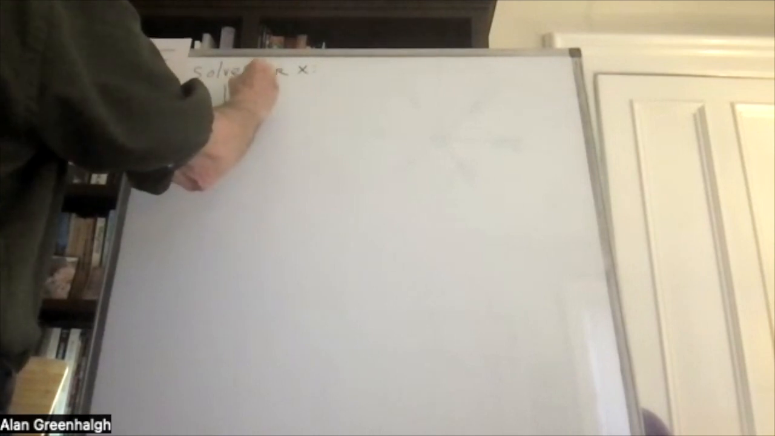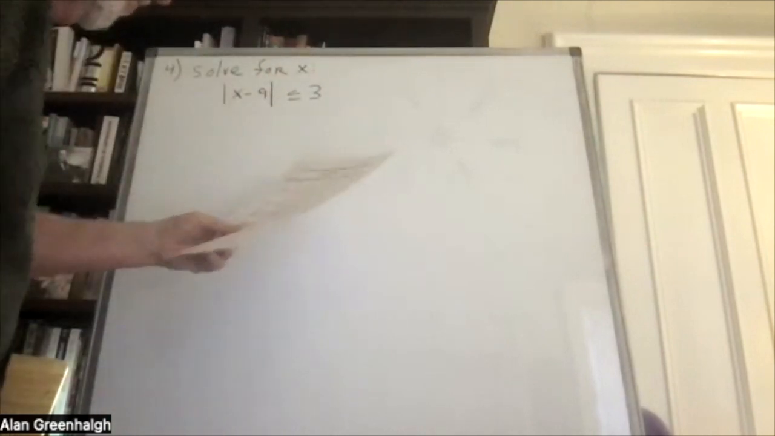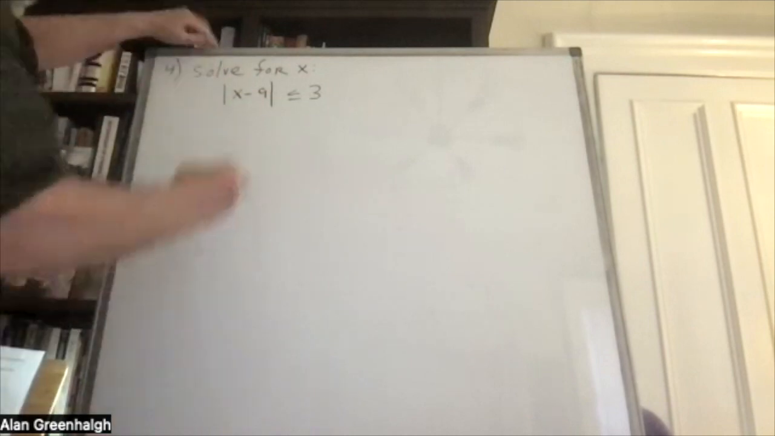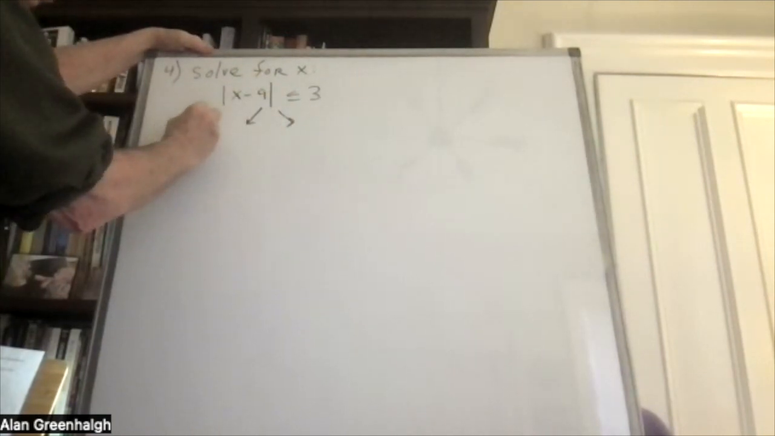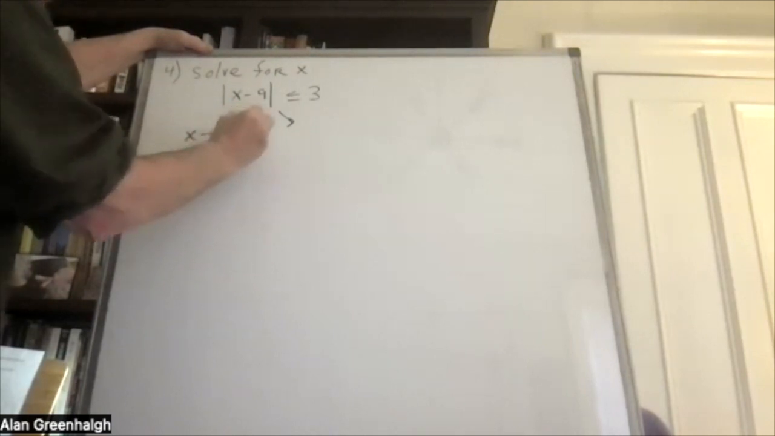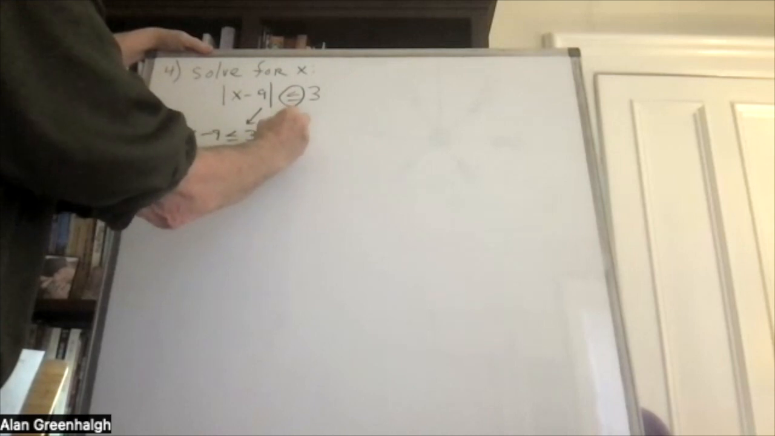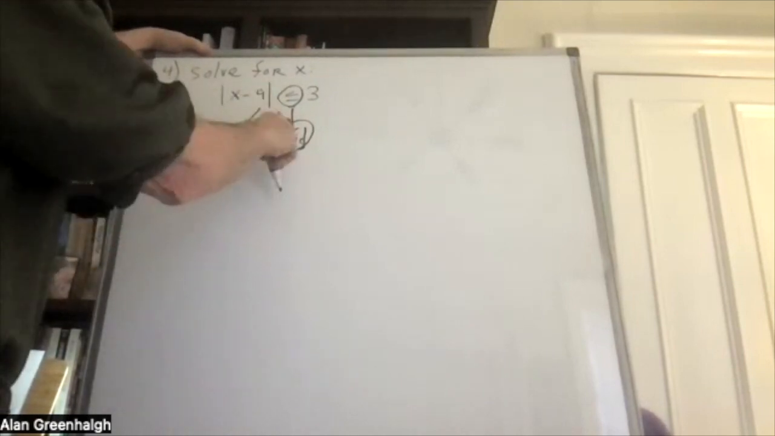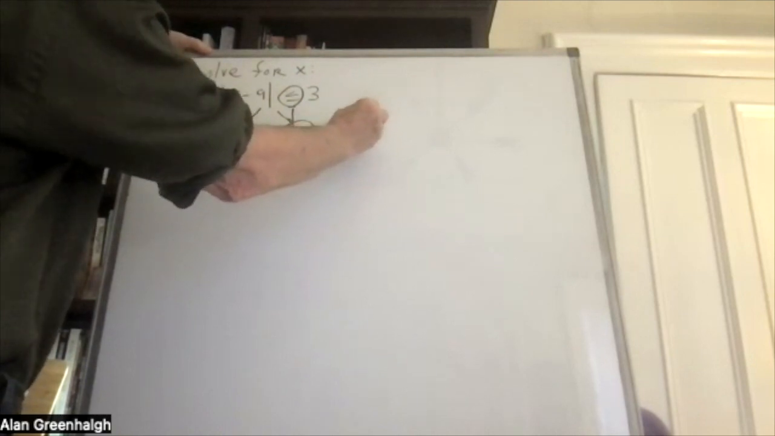Absolute value of x minus 9 less than or equal to 3. Graph the solution and express the solution in interval notation. From here, you go to x minus 9 less than or equal to 3, and because it's less than, it's "and" also, not "or". And x minus 9 greater than or equal to negative 3.